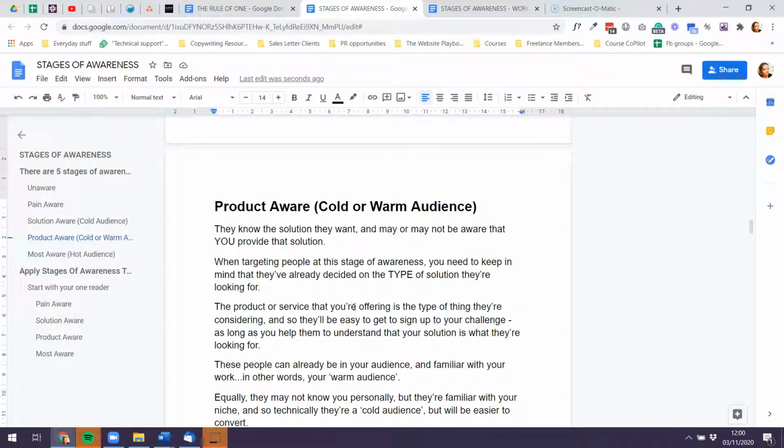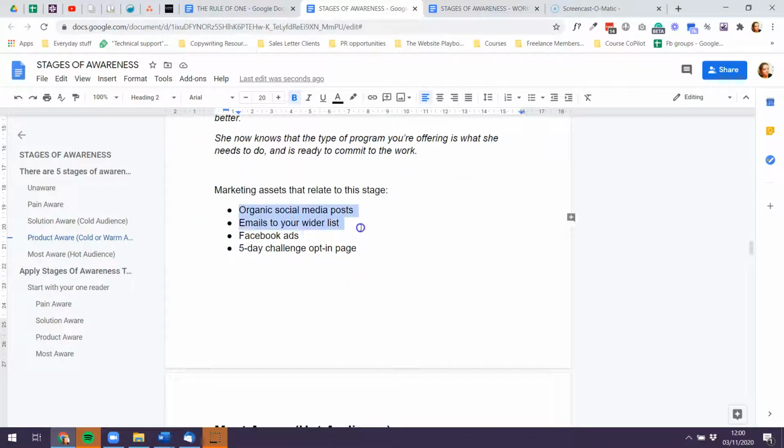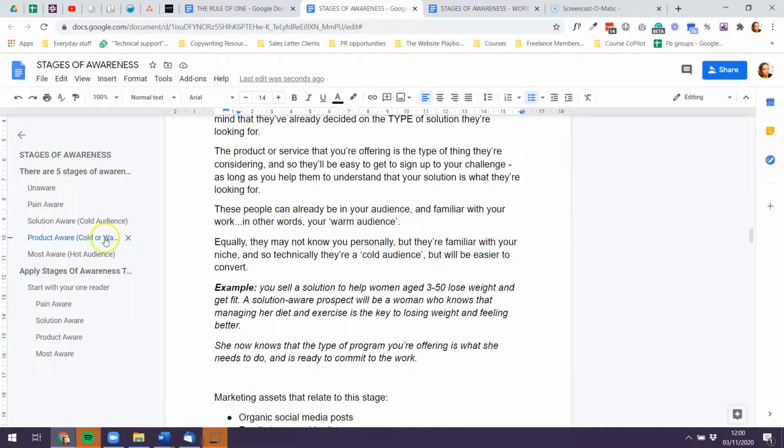And so, as you can imagine, the job to take them through to a client, there are not as many stages that this woman or your clients need to go through. And so, in terms of marketing assets, it's the same kind of marketing assets, but the focus becomes slightly different. And again, the 5-day challenge is a brilliant way to take people who are at this stage as well and move them through to being the most aware.